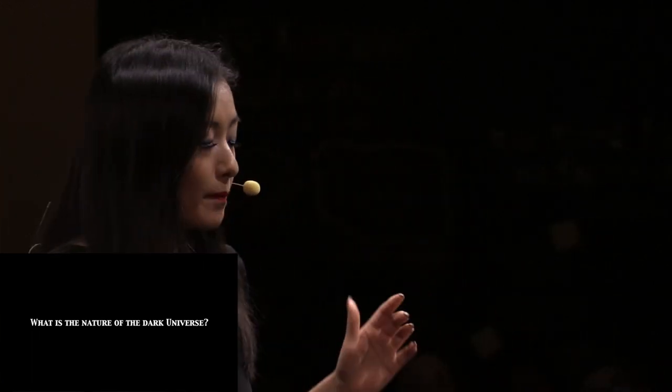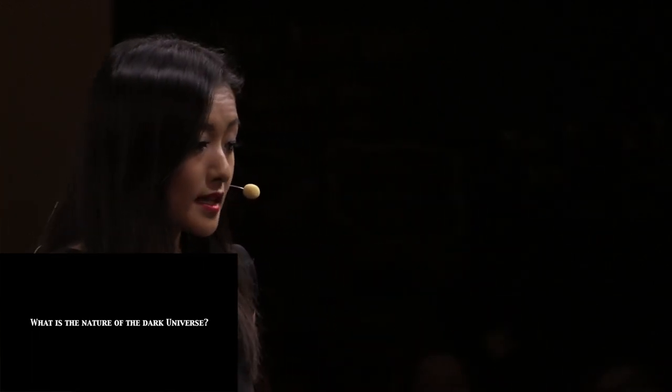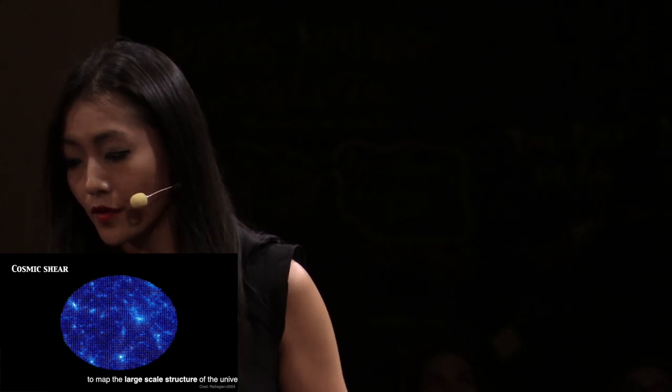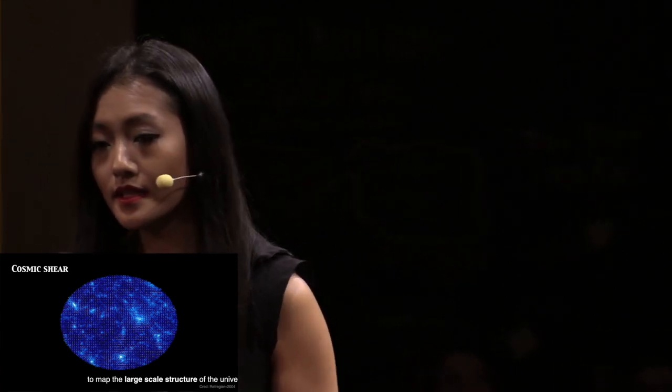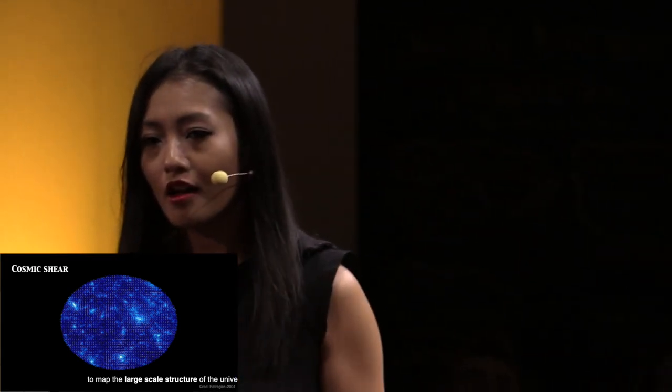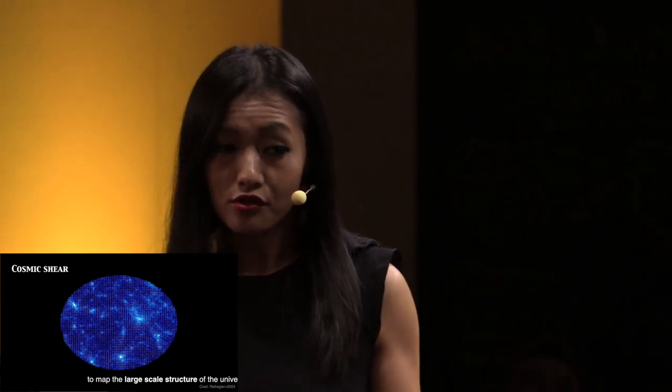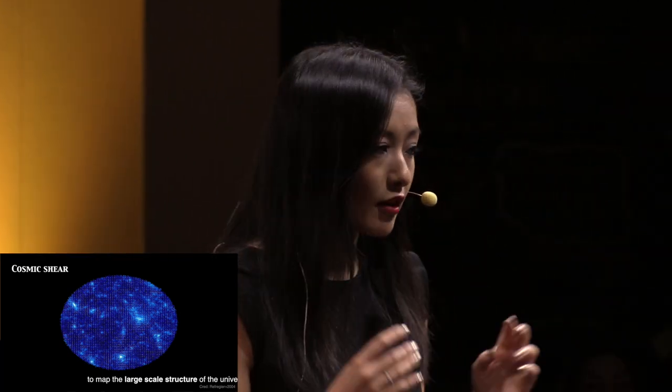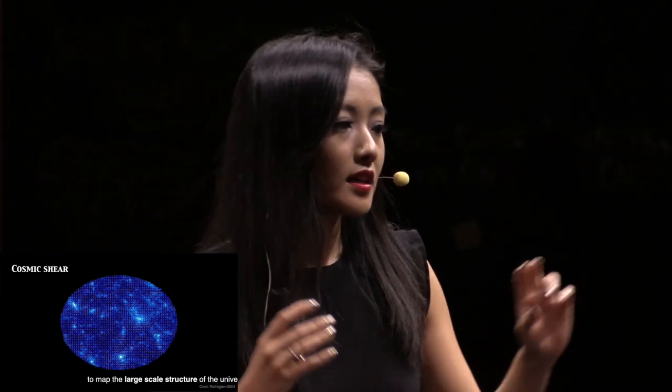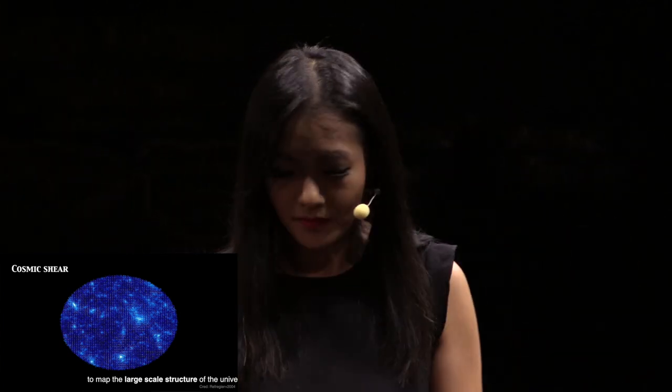Euclid is built for two main scientific purposes. The first is cosmic shear. So this is the weak gravitational lensing of the entire large-scale structure of our universe. We want to make a 3D map of where dark matter is in our universe.